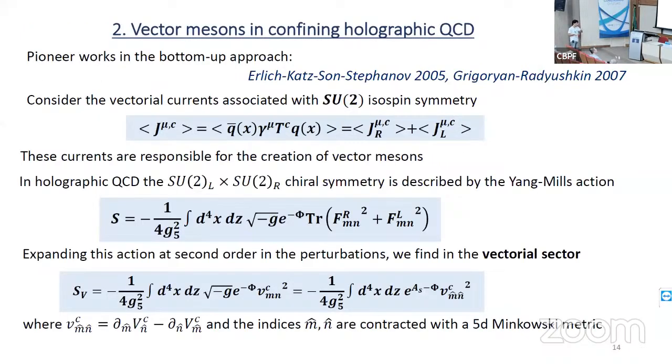Okay, now about vector mesons. Sorry, how much time do I have? 10 minutes. 10 minutes. All right.